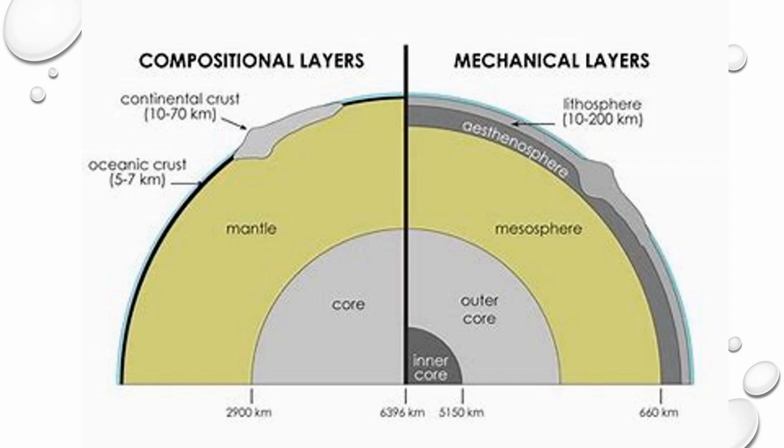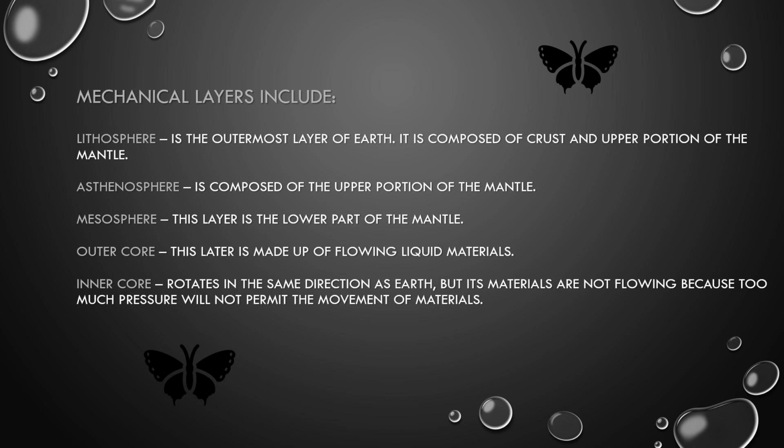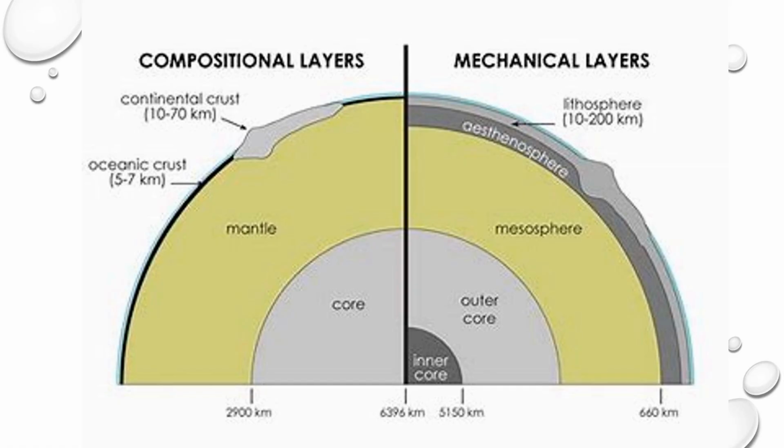The next layer is the mesosphere. This layer is at the lower part of the mantle. Materials still flow in this layer, but at a much slower rate than the materials in the asthenosphere. So the materials move at just about the pace at which your nails grow.